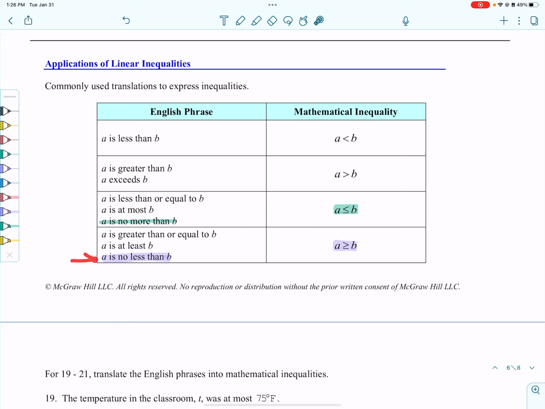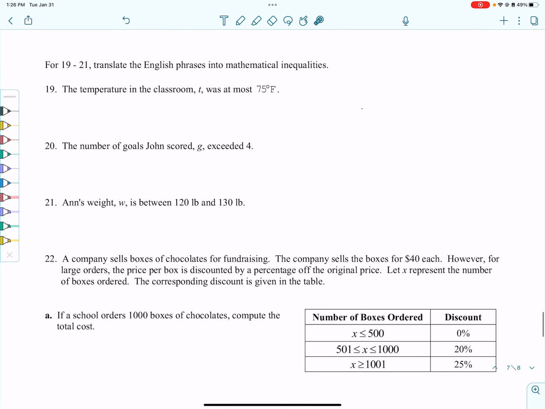And then this one, "A is no less than B," meaning it can't be smaller than that, is A greater than or equal to B. So for the other ones, make sure you read through those, but those two I wanted to draw your attention to because they kind of go opposite if you don't stop and think about it. So here's a couple of examples.